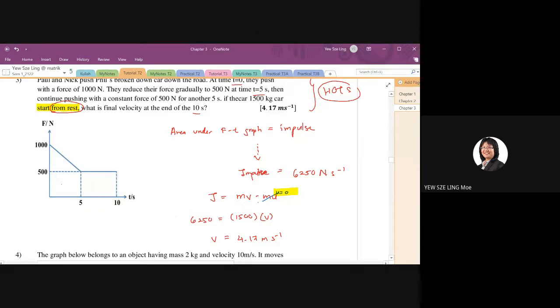So question 4, I will leave it to you. The idea to solve it is exactly the same as questions 2 and 3. All right, so what am I going to do now? I'm going to proceed to exercise 3.